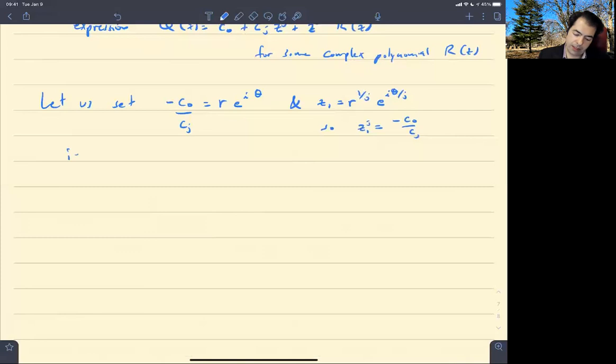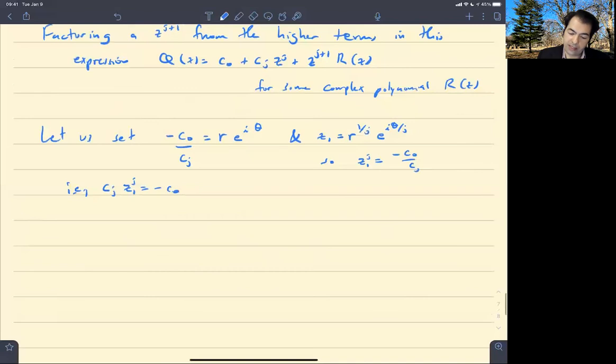Right, and let me rewrite that identity as Cj times C1 to the j is equal to minus C0. So you see that if I didn't have this term, then if I plugged in Z1, this would vanish.